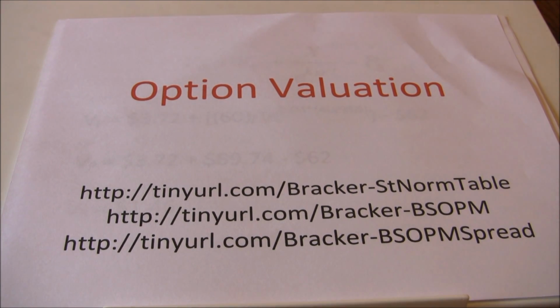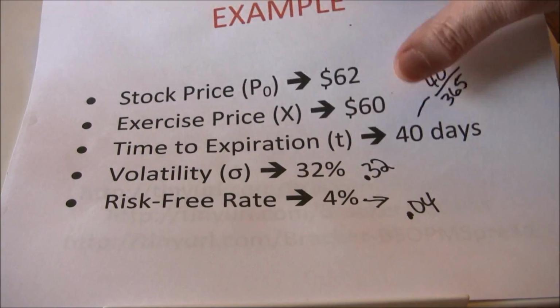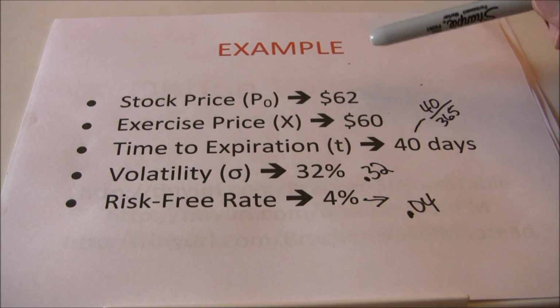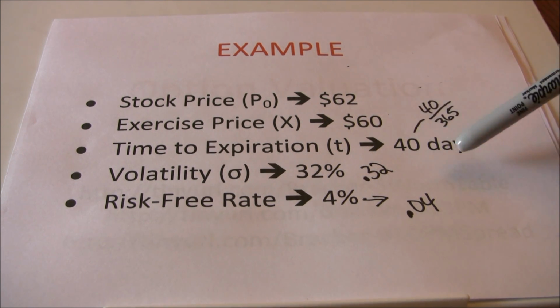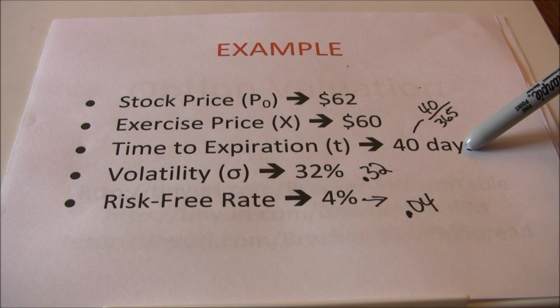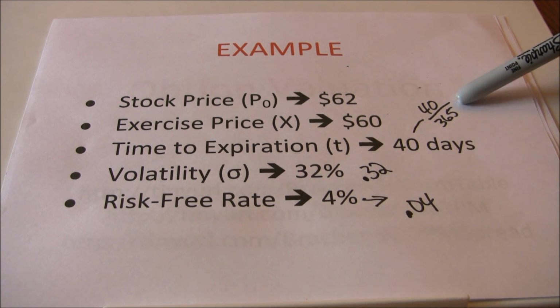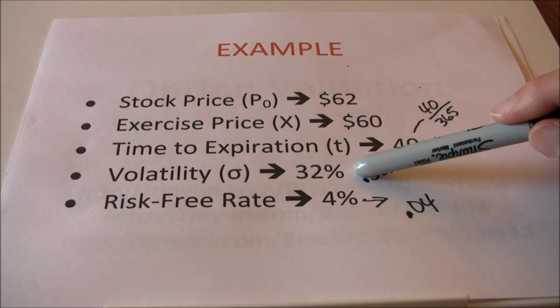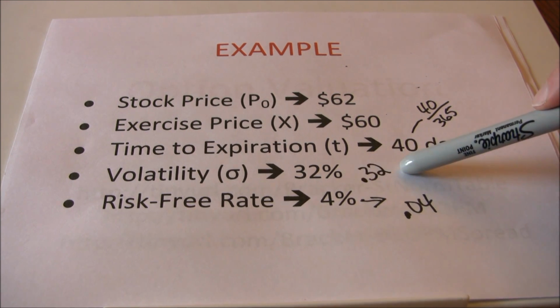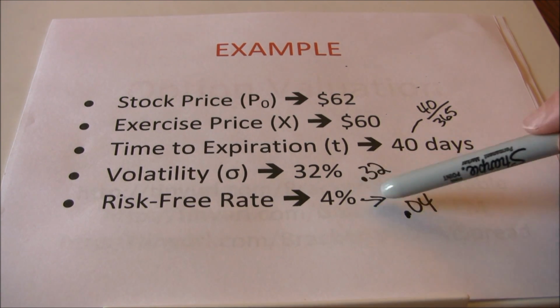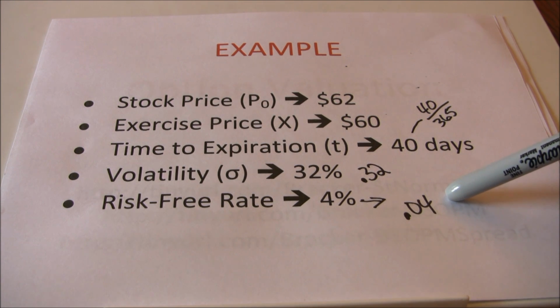Our example that we were using in that situation was we had a stock price of 62, exercise price of 60. Time to expiration was 40 days, so this option had a little over a month. Remember, whenever we convert time into our option pricing model, we have to convert that to number of years. So 40 divided by 365. Our volatility, our anticipated standard deviation of the option was 32%. Convert that to a decimal, and the risk-free rate was 4%. And again, we want to convert that to a decimal.